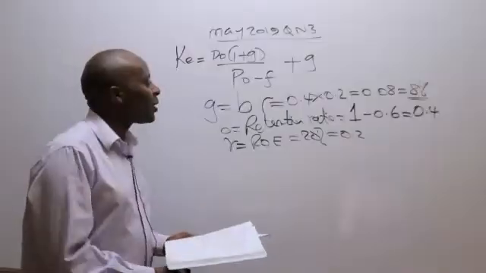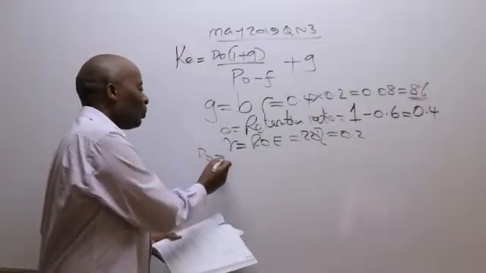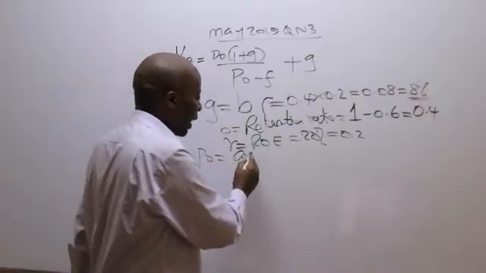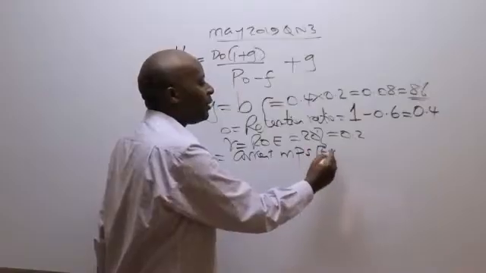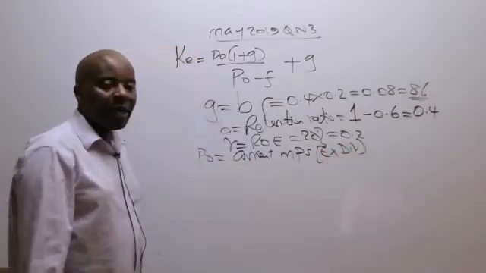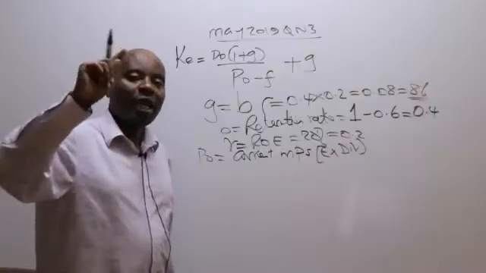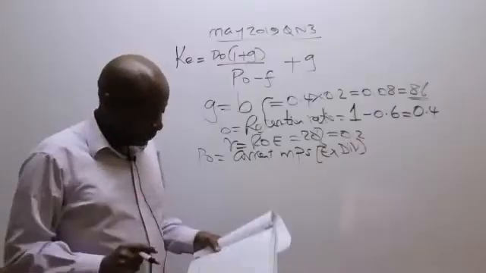The other thing, ladies and gentlemen, that so many students were not able to get is this P0. P0 stands for the current market price per share. But remember, this must always be ex-dividend. It must always be without any dividend.